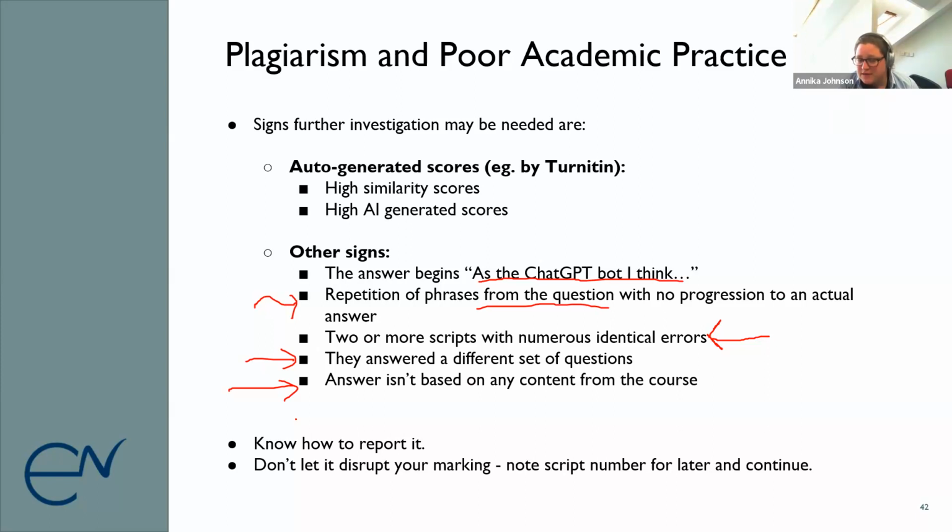But yeah, I think my biggest point is try not to disrupt your marking too much. Don't agonize over it too much. Just be professional, follow the procedure, and move on to the next script.